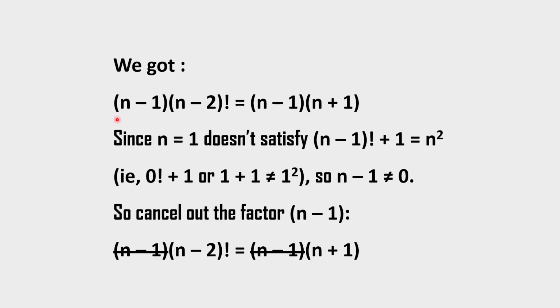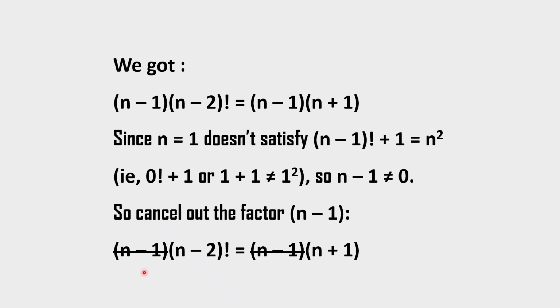Now n minus 1 we can cancel out from both sides, provided n minus 1 is not 0. That means n is not equal to 1. Now n equal to 1 does not satisfy the given equation, because if you put n equal to 1, then (n minus 1) factorial, that is 0 factorial, is 1, plus 1, that will be 2 on the left side, and the right side is 1 squared. So the left side will be 2 and the right side will be 1. So the equation is not satisfied. So n minus 1 is not equal to 0, and we can cancel out n minus 1 from both sides.